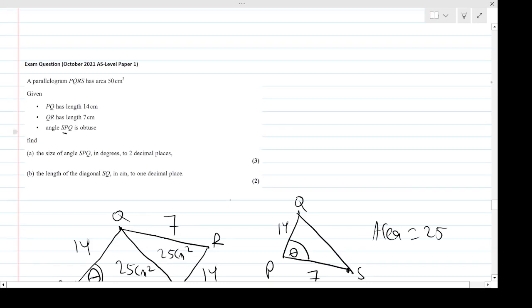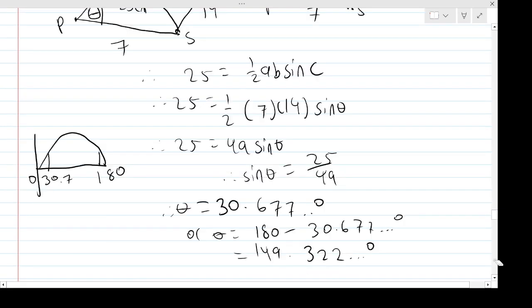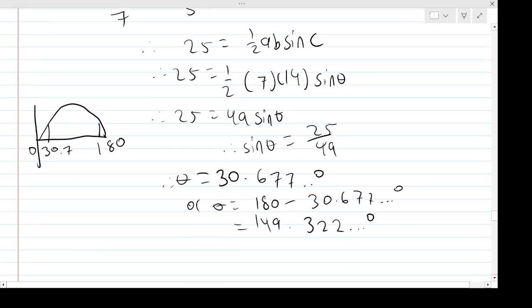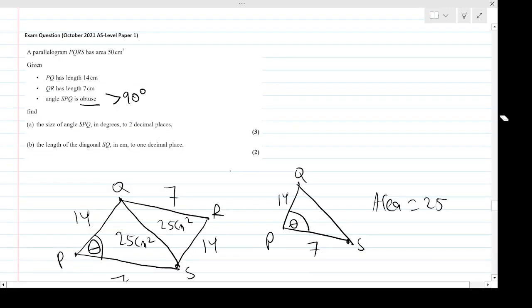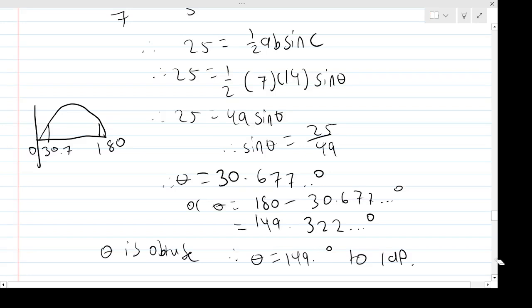Well, in this case, it told us the angle's obtuse, which means it has to be bigger than 90 and less than 180, obviously, because then it would be reflex, but you know what I mean. So above 90, therefore we have to take this bigger solution. So theta is obtuse. Therefore, theta is 149.3 degrees to 1 decimal place. There we are. Okay, so that's part A then.